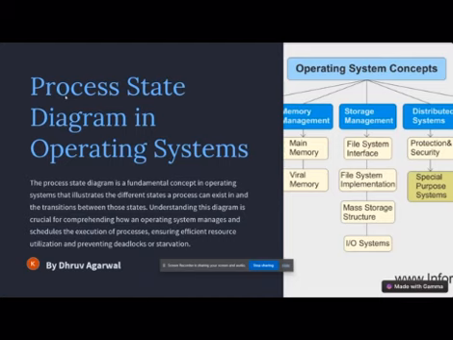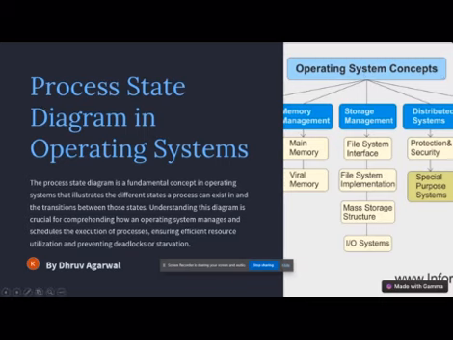Today we will discuss the topic process state diagram in operating systems. The process state diagram is a fundamental concept in operating systems that illustrates the different states a process can exist in and the transition between those states. Understanding this diagram is crucial for comprehending how an operating system manages and schedules the execution of processes, ensuring efficient resource utilization and preventing deadlocks or starvation.